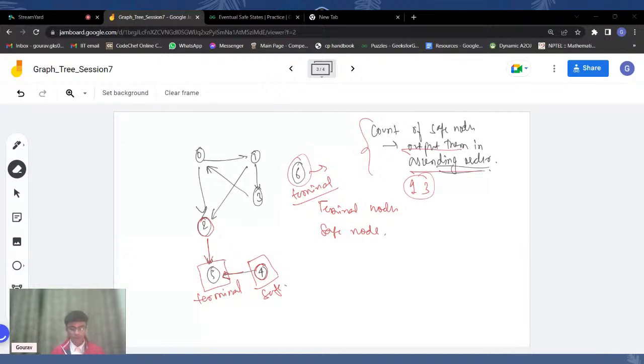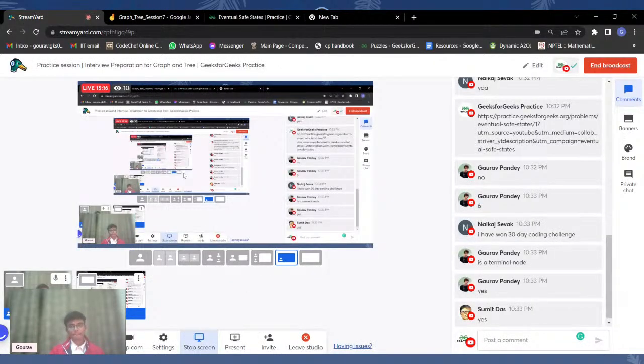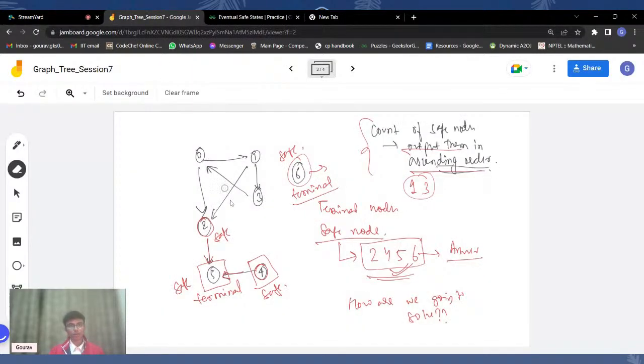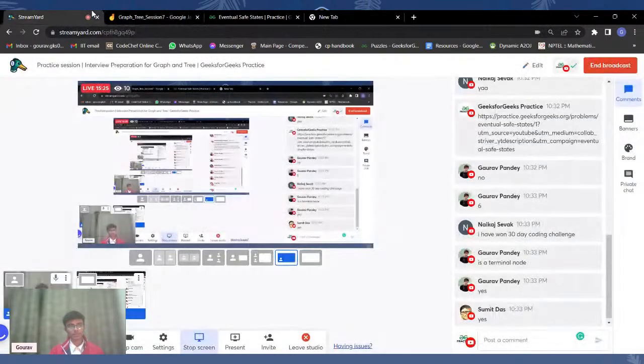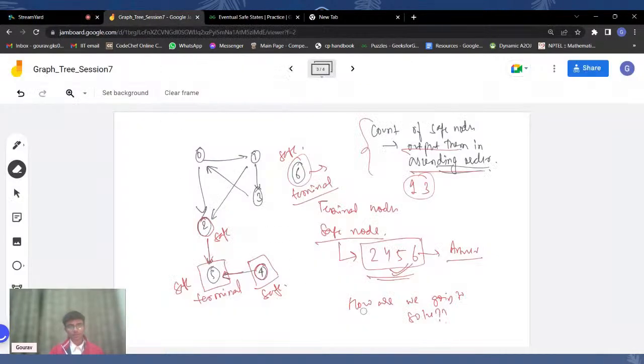Now the question arises: how are we going to solve it? What concept are we going to use to solve this question? Can anyone tell me a small gist of how exactly we will be able to solve this question?